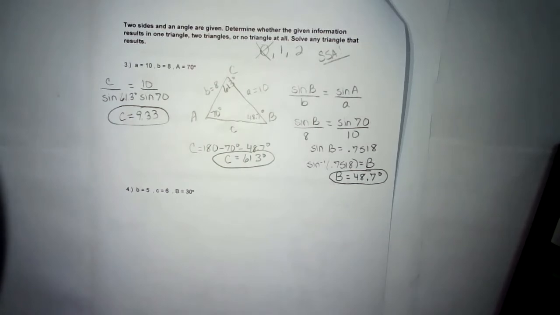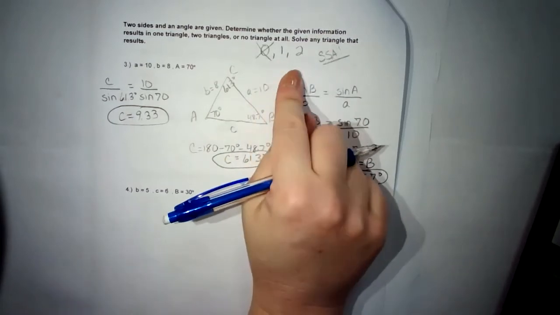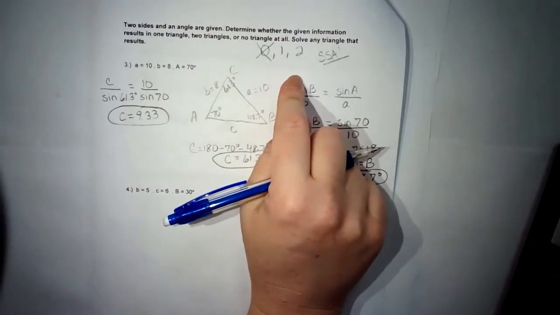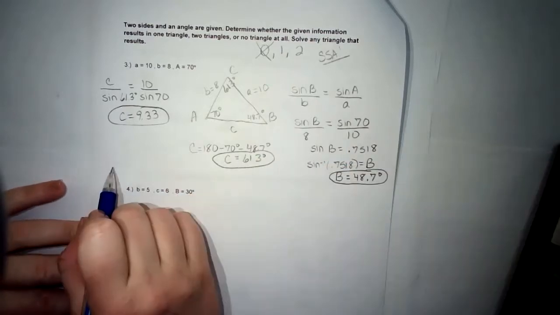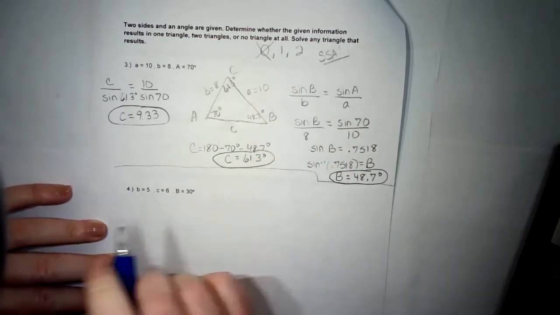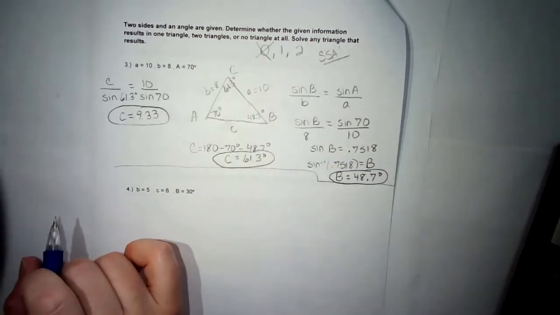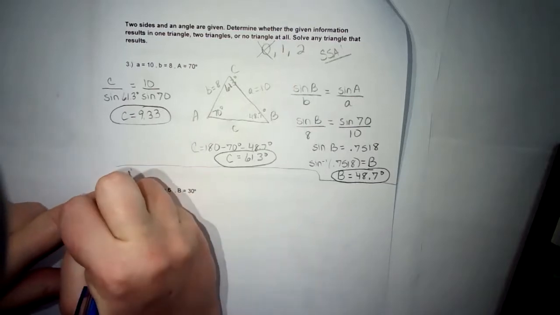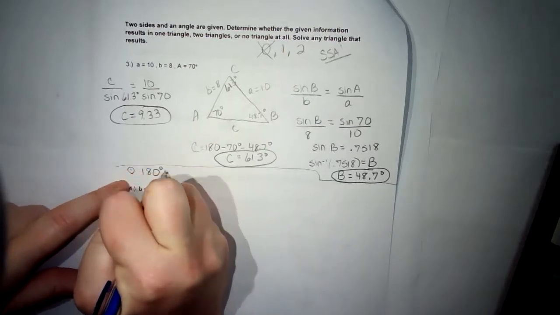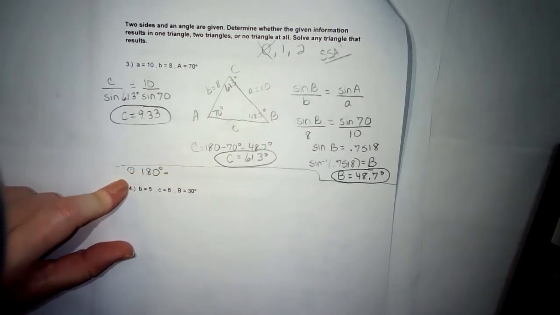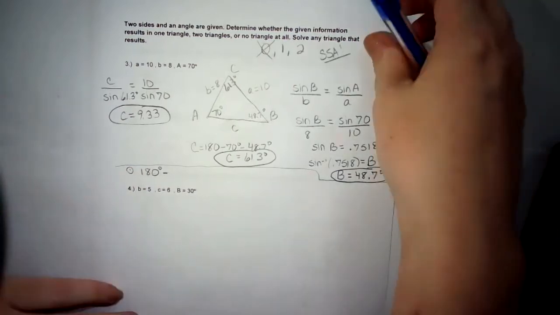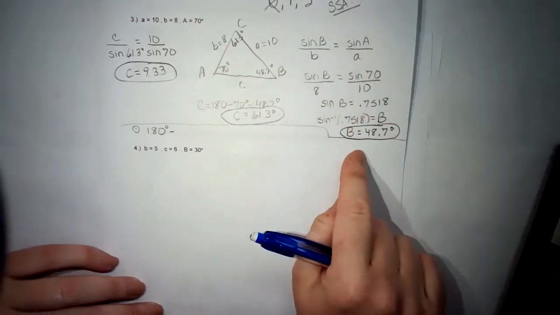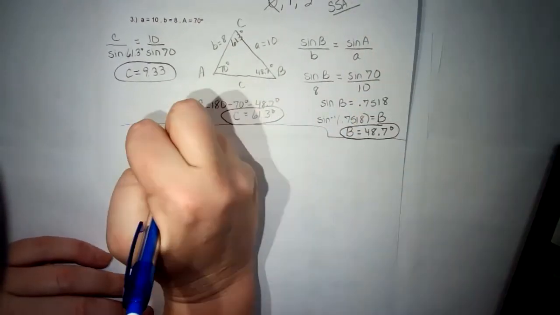So I found it. Okay, now I have to check and see, is there a second triangle? That's what I'm going to check for. So the steps are on the board of how to check for that. First step, I'm going to do 180 minus the first angle I solved for. Do you guys remember, who did we solve for first? B. We solved for B first.